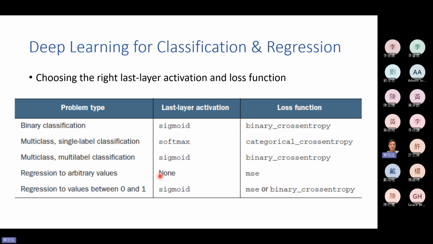And the regression, what is special here is that regression does not have a last layer activation function. Why? Because the output is continuous, right? So you don't need an activation function that will convert to 0 and 1. But if you want a continuous value between 0 and 1, it comes back to logistic regression, and you can put sigmoid, the same as binary classification. You can use both mean square error or binary cross entropy as a loss function.